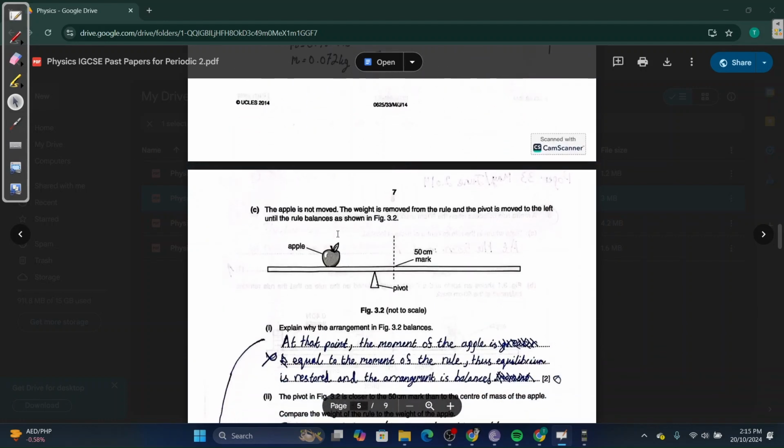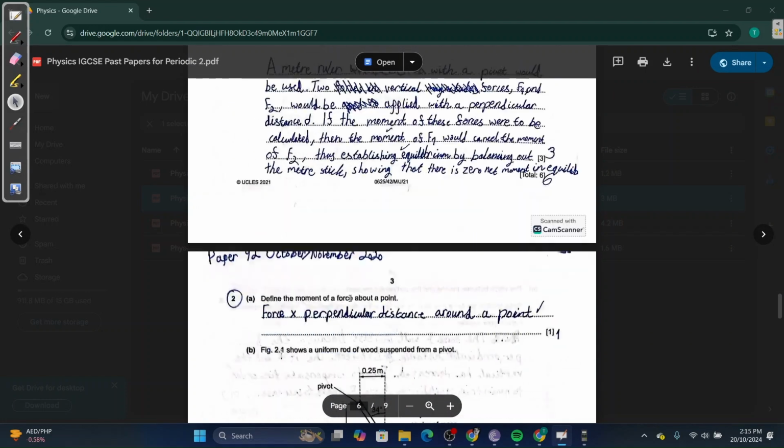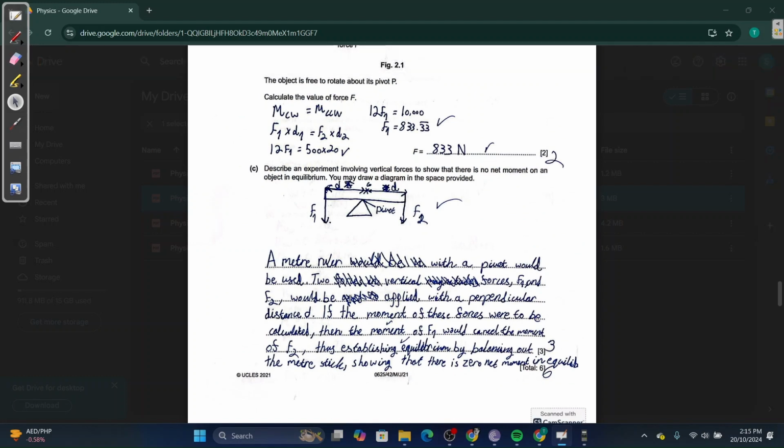They basically take it like this. Take it as this ruler, or take it as this ruler, whatever. But you're going to draw forces instead. So a meter ruler with a pivot would be used. Right? This is our basic setup. Now two vertical forces would be applied, denoted F1 and F2. Okay. They both have a perpendicular distance d.